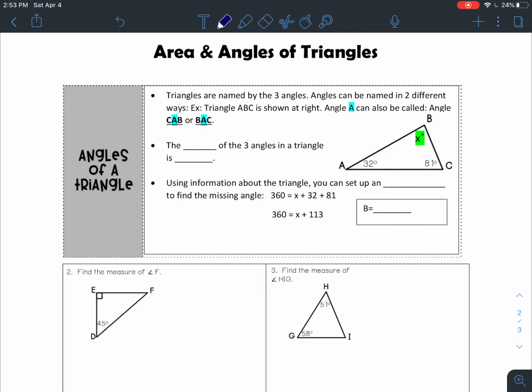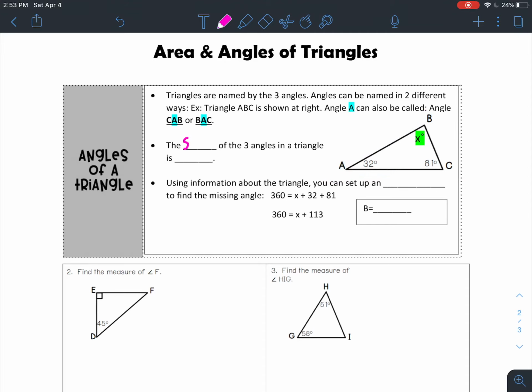The next thing we need to talk about is angles. So area and the angles of a triangle. So triangles are named by the 3 angles. Angles can be named in 2 different ways. So here's our example. We have triangle A, B, and C, where if I wanted to know angle A, it can also be called angle A, but it can also be called CAB or BAC, to where that angle A is in the middle. That's how we know what angle we're talking about.